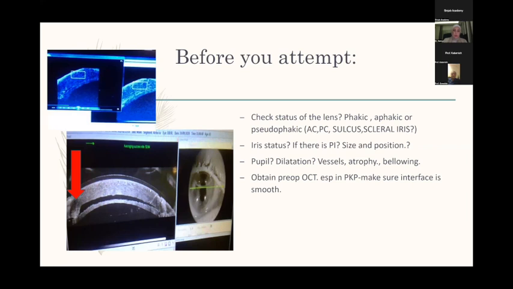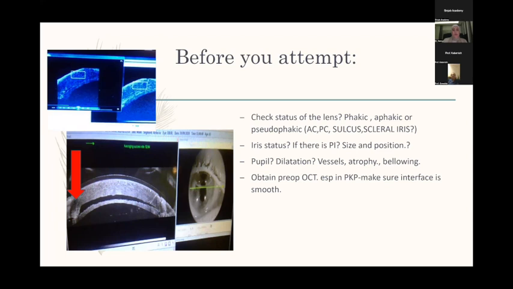How about the pupil? Check the dilatation, check if there are any vessels on the iris, because sometimes manipulation causes bleeding in the anterior chamber. This will interfere with the quality of your graft. If there's iris atrophy, that will cause disturbances and billowing during surgery.